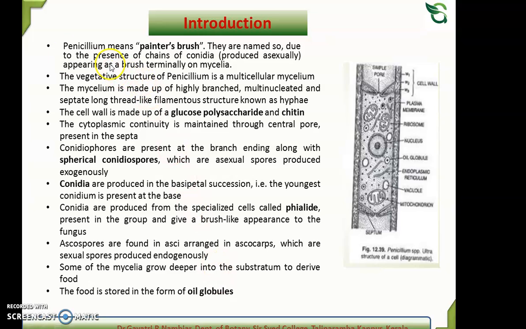So the structure of Penicillium looks like a painter's brush, and it is made up of multicellular mycelium, and this mycelium is made up of hyphae which are thread-like, filamentous, highly branched, multinucleated and septate. And the cell wall is made up of glucan, polysaccharide and chitin, and the food materials are stored in the form of oil globules.